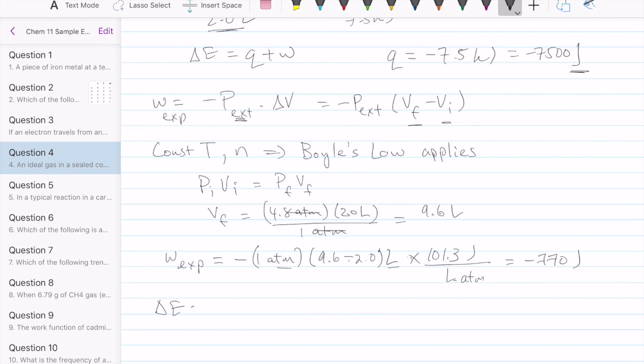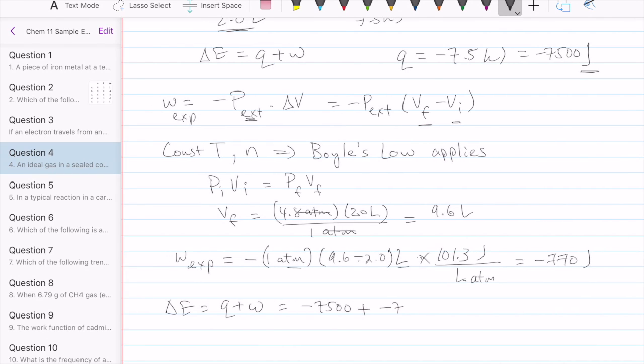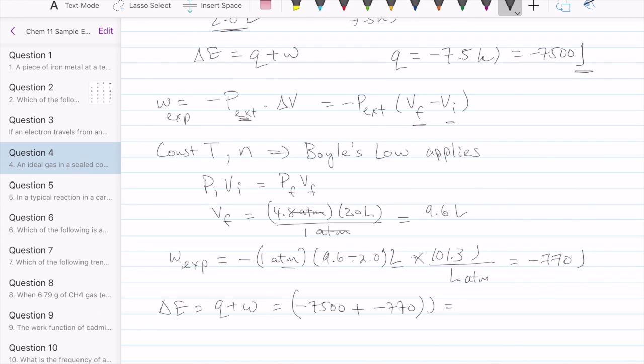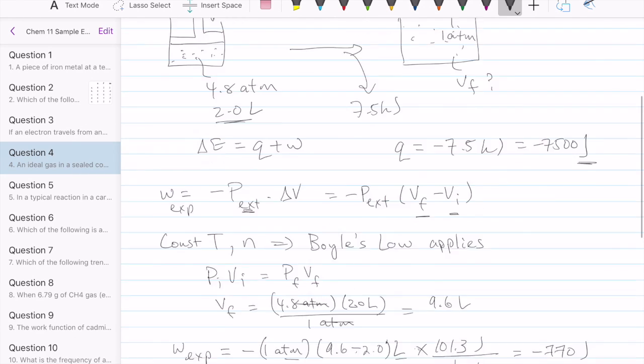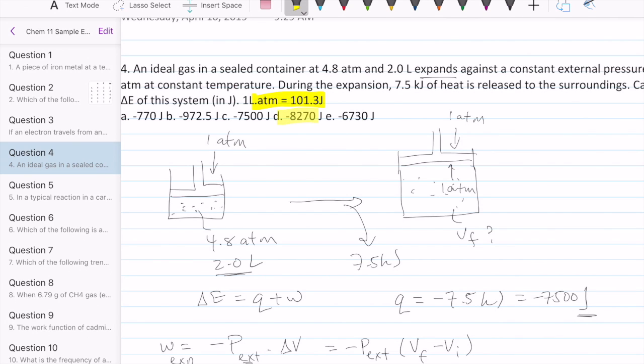The last step is to add the heat and the work: negative 7,500 plus negative 770, both in joules. So our final answer is negative 8,270 joules, and that ends up being D right here.